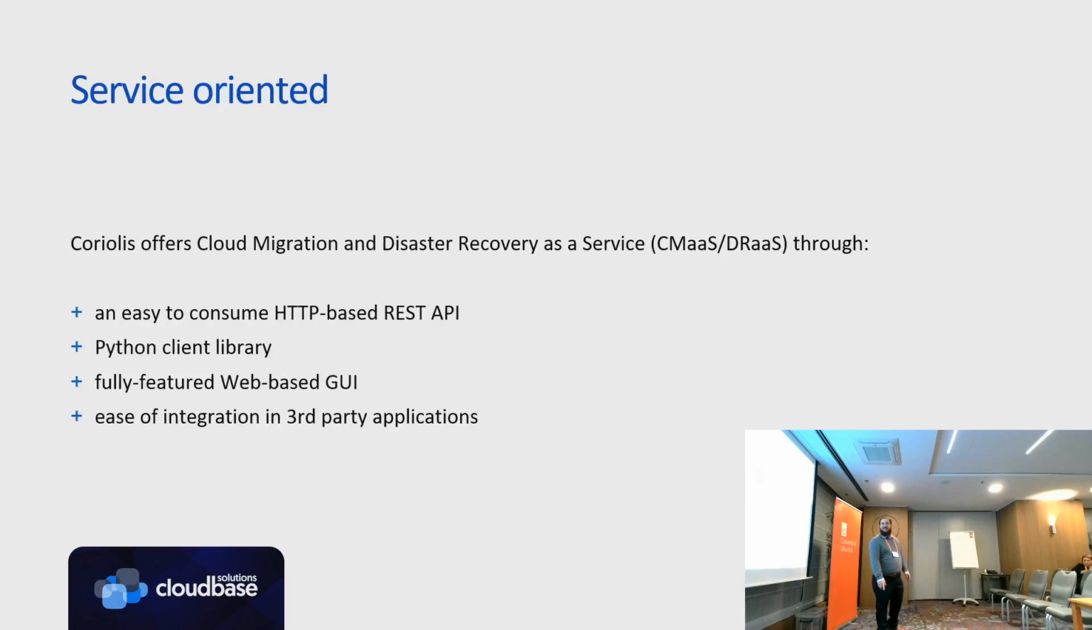We also provide a client library and a REST API that's easy to consume, so you can integrate it into whatever you need and use your own automation to link up with Coriolis in order to automate the cloud migration as you need. And we also ship it with a fully fledged web GUI, usually at least in the form of the appliance, where you can just deploy it and access the web interface.